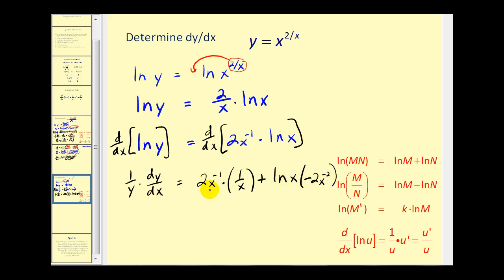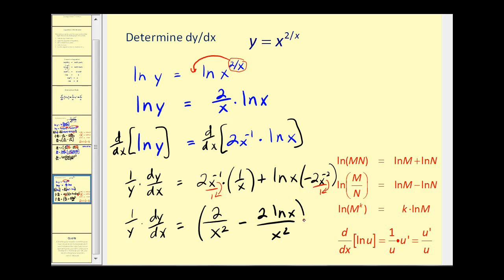Let's see what we can do with this. Remember, we could make this a positive exponent by moving it down, and the same thing here. So on the right side, we do have a common denominator of x squared. So we have 1 over y times dy/dx equals, this would be 2 over x squared minus 2 natural log x all over x squared. Now the next step would be to multiply both sides of this equation by y. So let's go ahead and do this and move it over to the next slide.